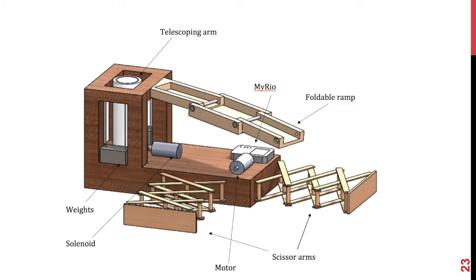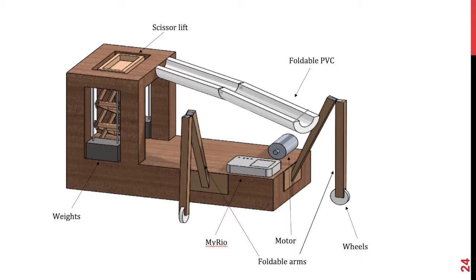Our second preliminary design uses things from the morphological chart, such as scissor arms to push up the chew toys, a foldable ramp in order to launch the torpedoes into the rotating center, a telescoping arm with weights attached to it in order to raise the golf ball 3 inches in the air, and motors from our mechatronics kit in order to assist in these functions.